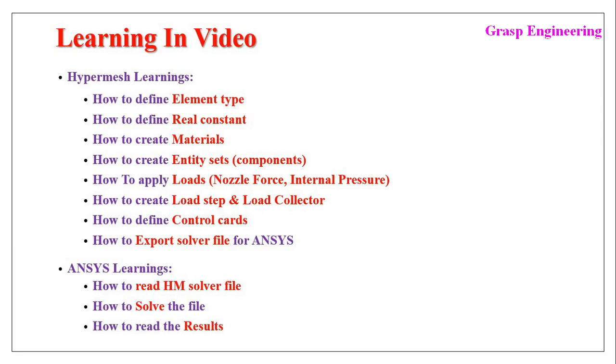So these are the parts which we will cover in Hypermesh. In short, we will cover the complete preprocessor model in HM, and then we will carry that model into ANSYS and simply solve it. First we will read the solver file which is created in Hypermesh, then we will solve that model, and then we will read the result. So in short, we will not apply any loading or boundary conditions in ANSYS. All the analysis pre-processing will be covered in Hypermesh only.